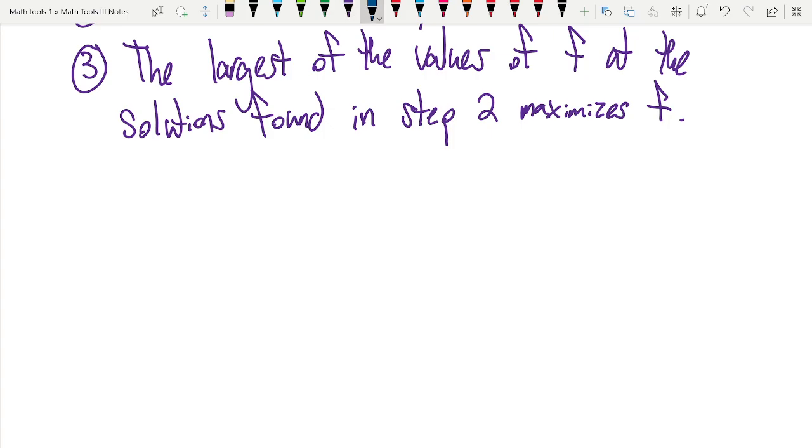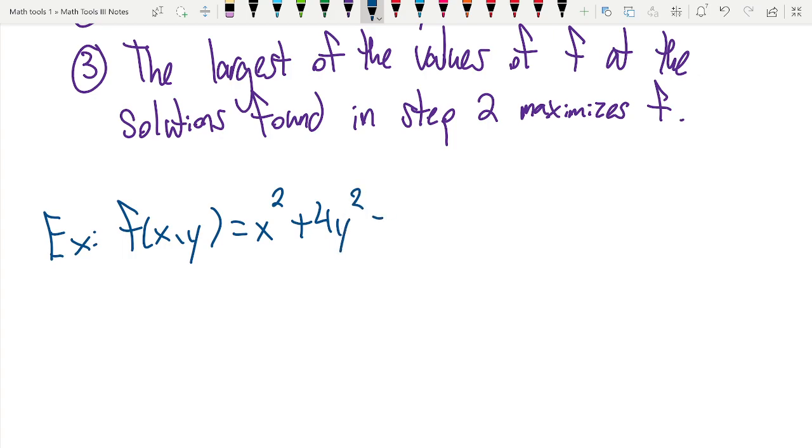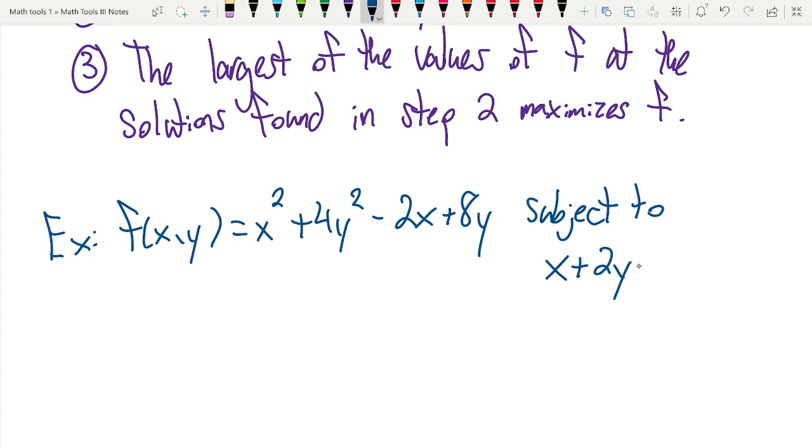All right, so let's do an example now and see how this actually works in practice. So let's say we're given the function f of x, y equals x squared plus 4y squared minus 2x plus 8y, subject to x plus 2y equals 7.